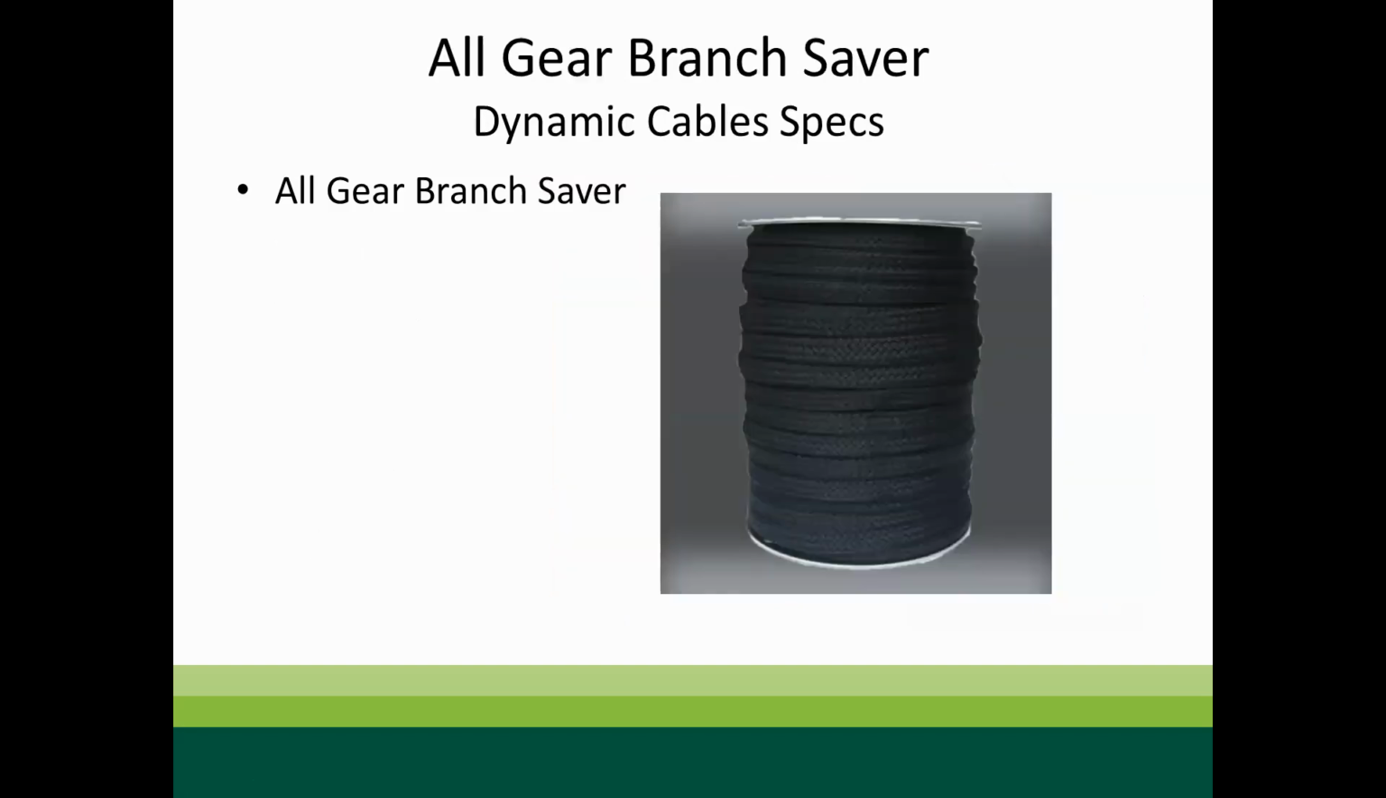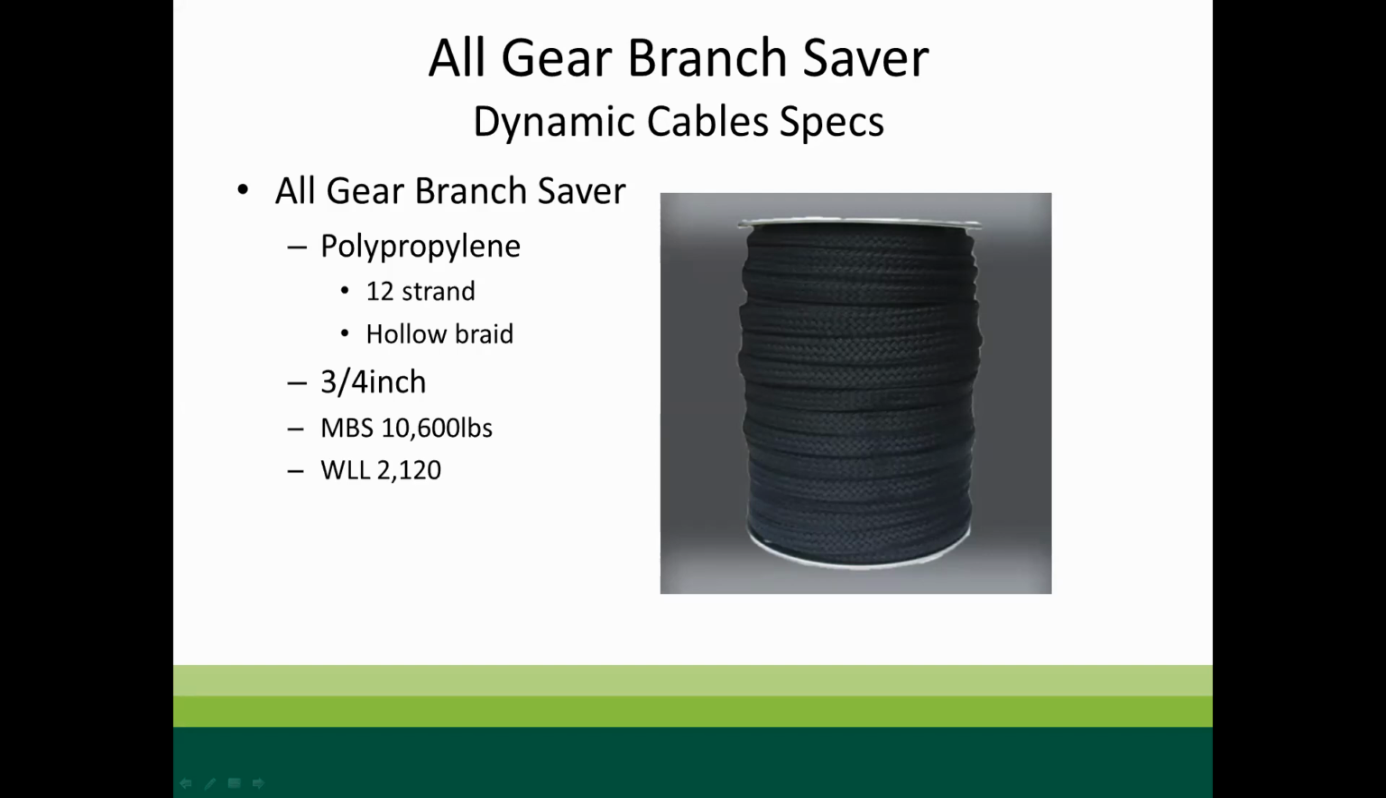And then some specs on the All Gear Branch Saver. It's made of polypropylene. It has 12 strands, hollow braid construction, meaning that there's no core in it. So if you push it together, you can actually have a little hole that's hollow inside. It comes in 3 different sizes: 3/4 inch, 1/2 inch, and 3/8 inch. We most commonly use the 3/4 inch variant, but we do have 3/8 in the shop for small ornamental trees.